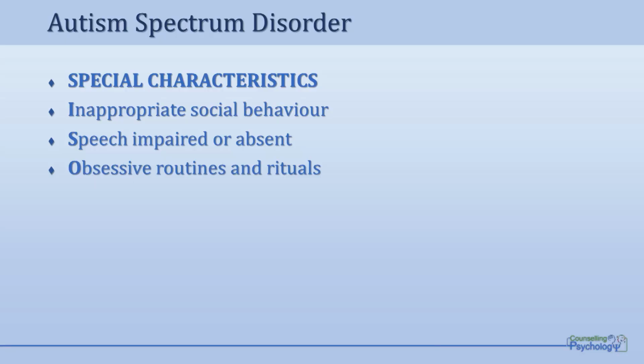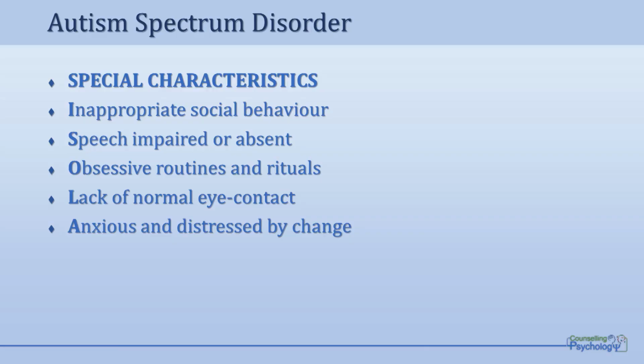They are obsessed with routines. They like it when things are done in a particular way, in a particular sequence. They tend to be very rigid in their behavior and find it difficult to accept change. Consequently, they may become anxious or distressed by the change in routines. Some individuals with ASD do not give eye contact, but this is not evident in all individuals with ASD.